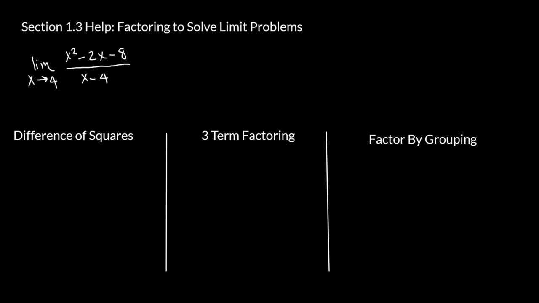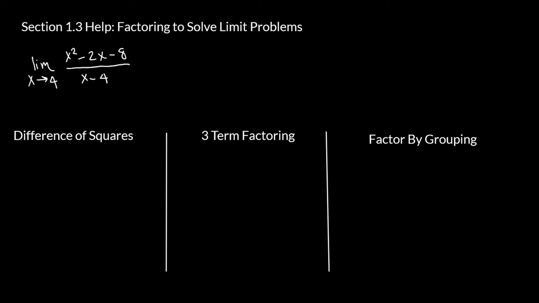In this lesson we're going to talk about factoring as a tool to solve limit problems. For example, the limit as x goes to 4 of x squared minus 2x minus 8 over x minus 4. We need to be able to factor, or change the way the numerator is written, so that we can cancel something out, because this is one of those problems where if we plug in 4, we're going to get 0 over 0. So we need to simplify this rational limit problem in some way.